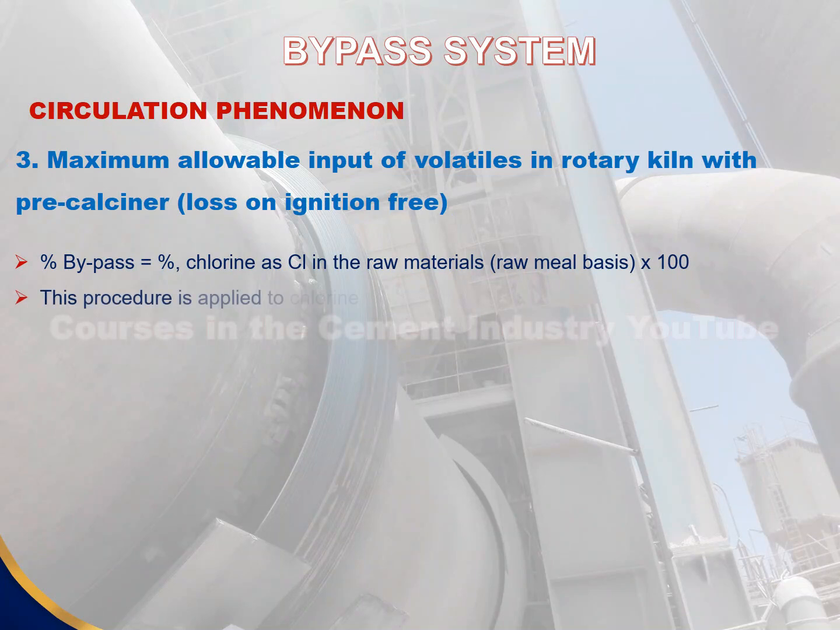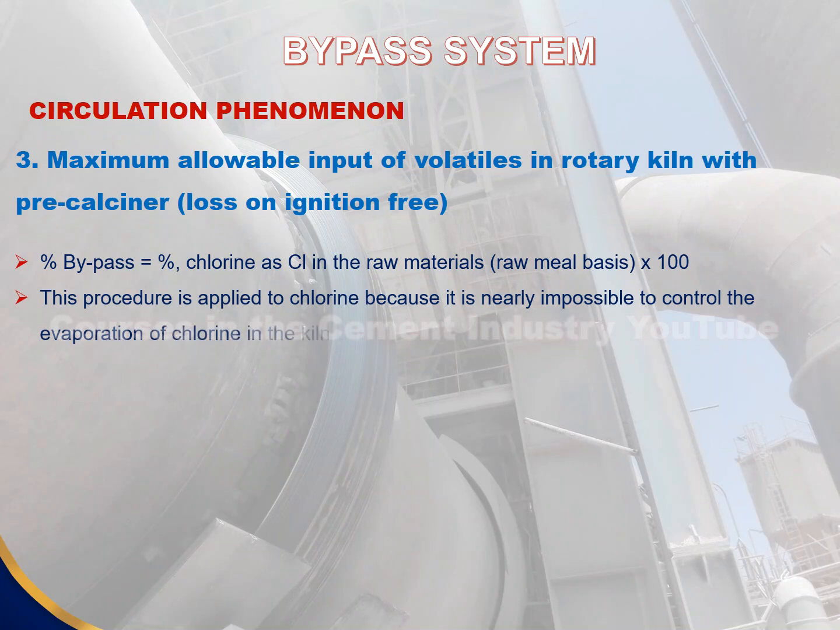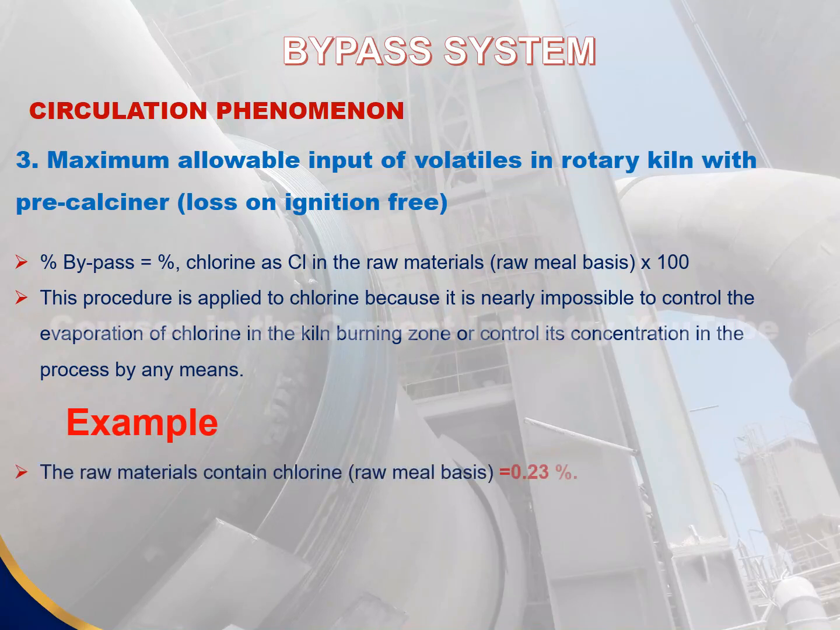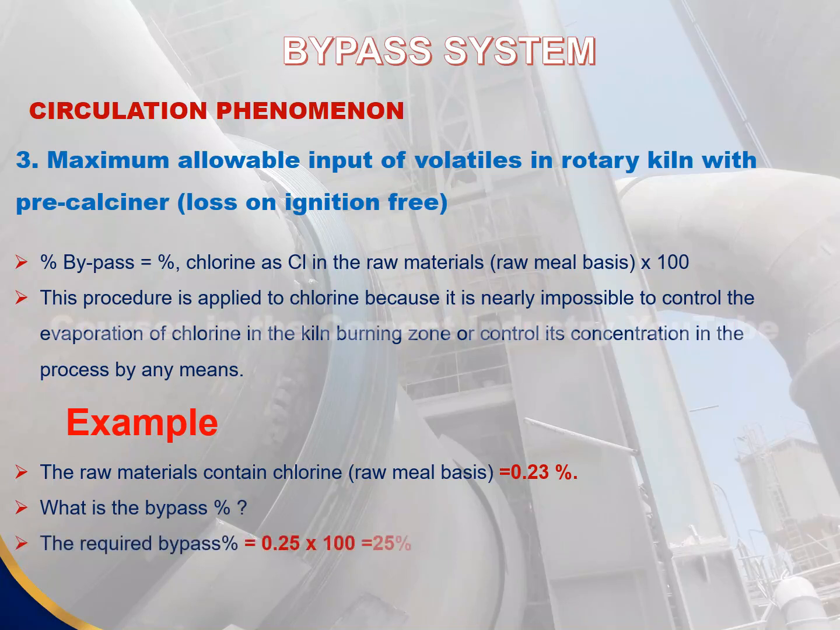This procedure is applied to chlorine, because it is nearly impossible to control the evaporation of chlorine in the rotary kiln burning zone, or control its concentration in the process by any means. Example: the raw materials contain chlorine, raw meal basis, equals 0.23%. What is the bypass percent? The required bypass percent equals 0.25 multiplying 100, equals 25%.